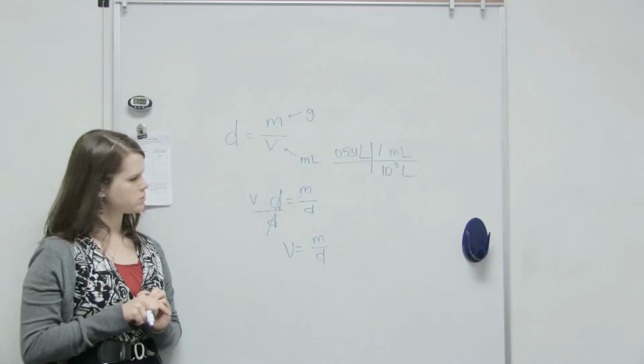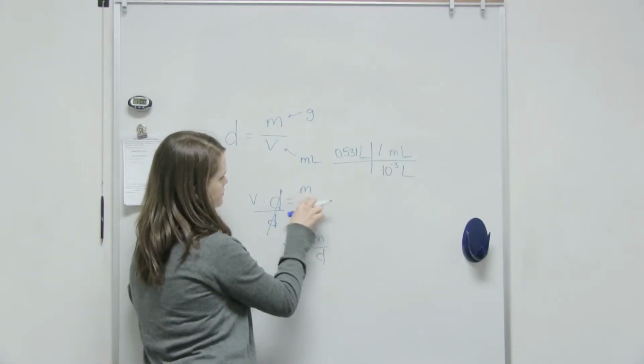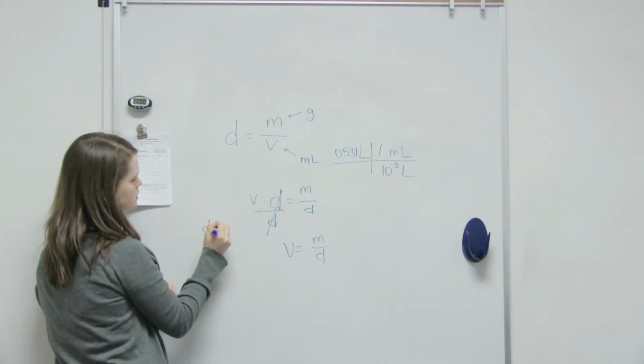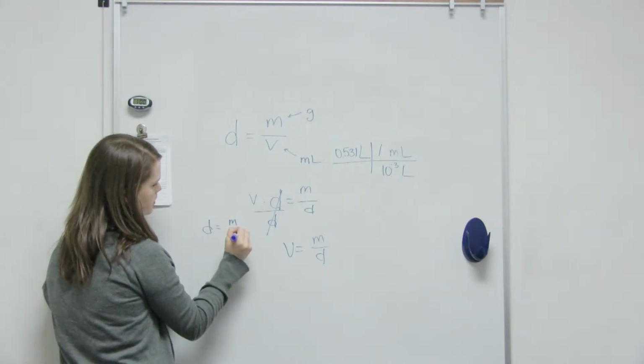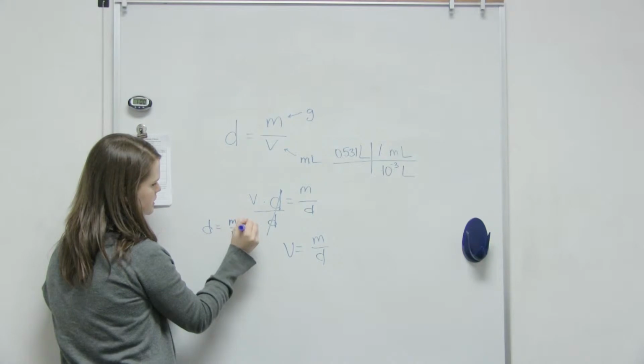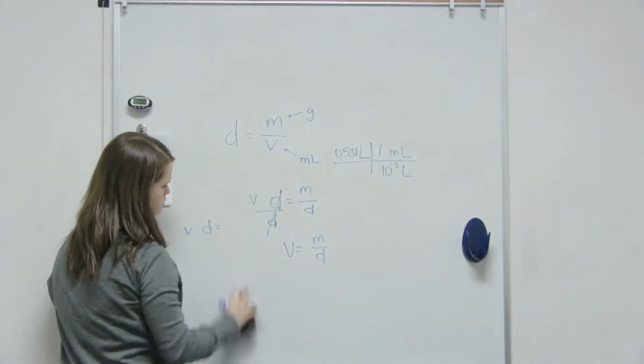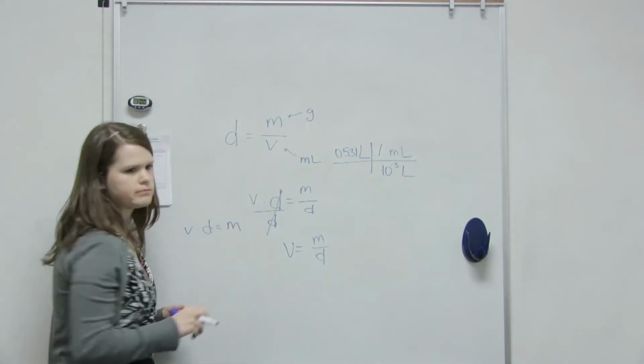So a little bit of algebra right there. And then one step before that, if we had density equals mass over volume, and we need to get mass by itself, we just need to get volume out of there. And then mass equals volume times density.